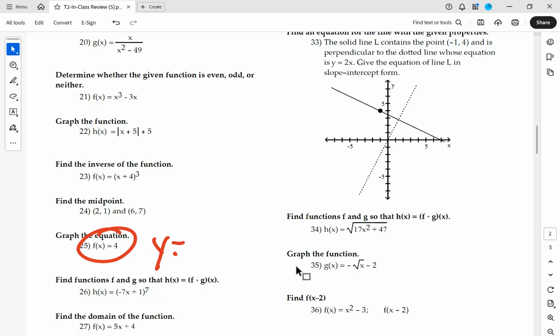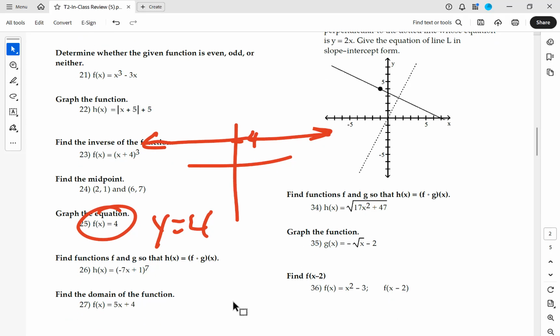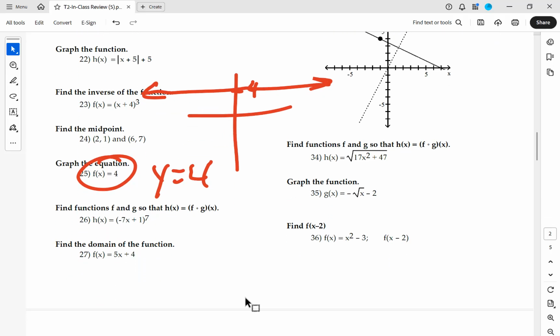This is the same as saying the equation y equals 4, and as I mentioned earlier, if it's x equals, it's vertical. If it's y equals, it's horizontal. This one here, you can actually ignore, so don't worry about that.